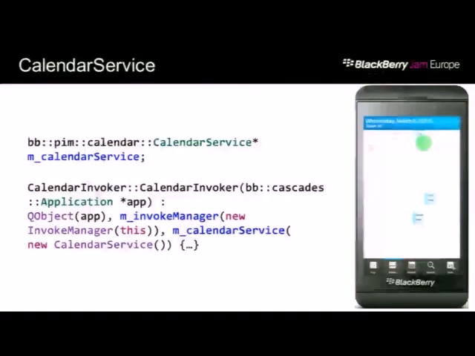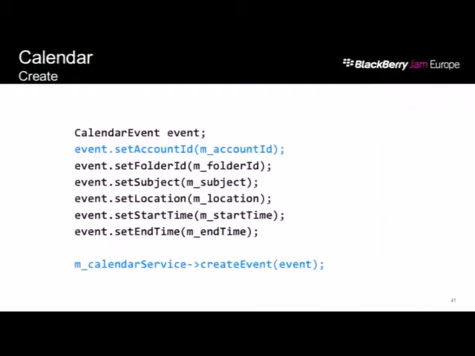So, calendar. Here it's similar as well. For the calendar to access the database, the persistent data, you need to create a calendar service. You do it the same way, in the constructor of your application. It looks a little bit horrible here, but it works. So you create the invoke manager and the calendar service while you start your application, and then you keep them as long as your application is alive.